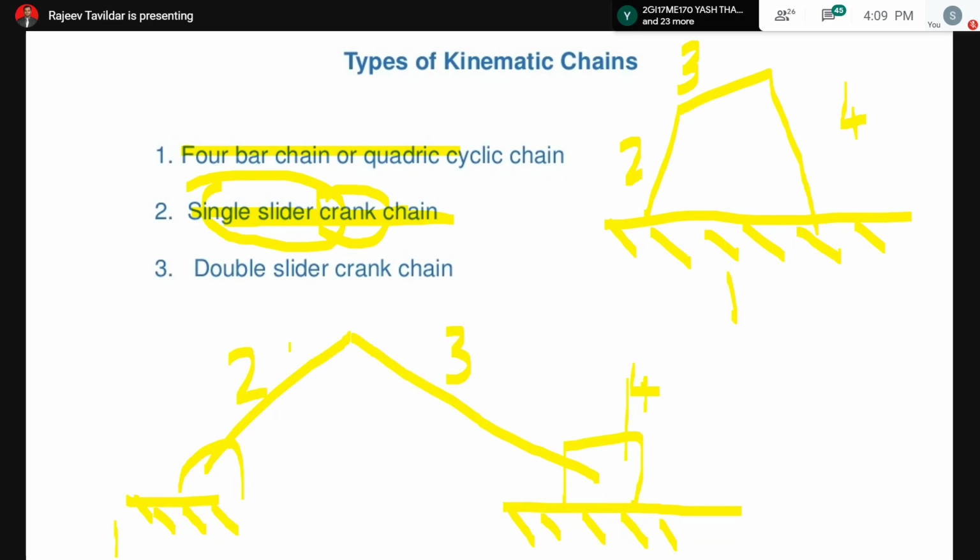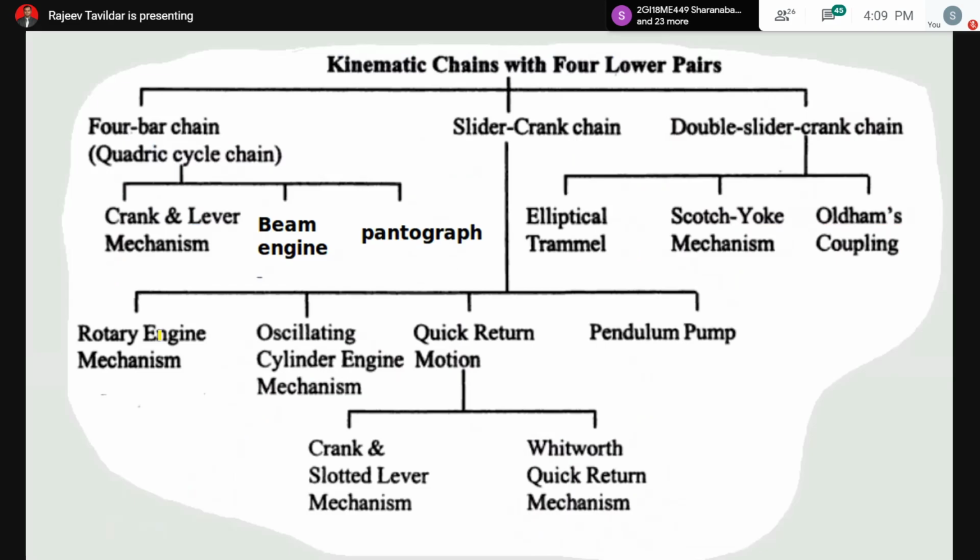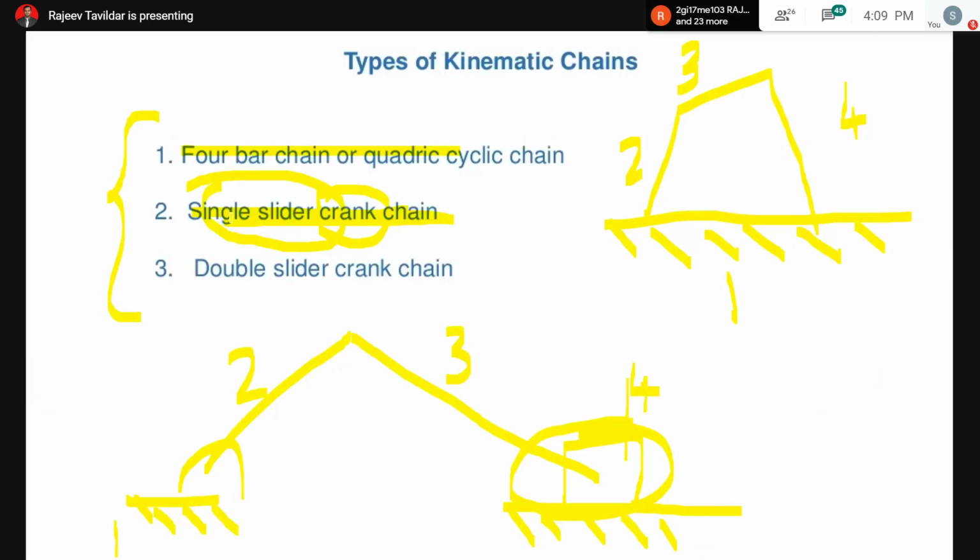Similarly, the last one is double slider, in which, for the mechanism, instead of one sliding element, we'll be having 2 sliders. So these are the three different types of chains that we are going to study from syllabus point of view. But know the inversions, right?